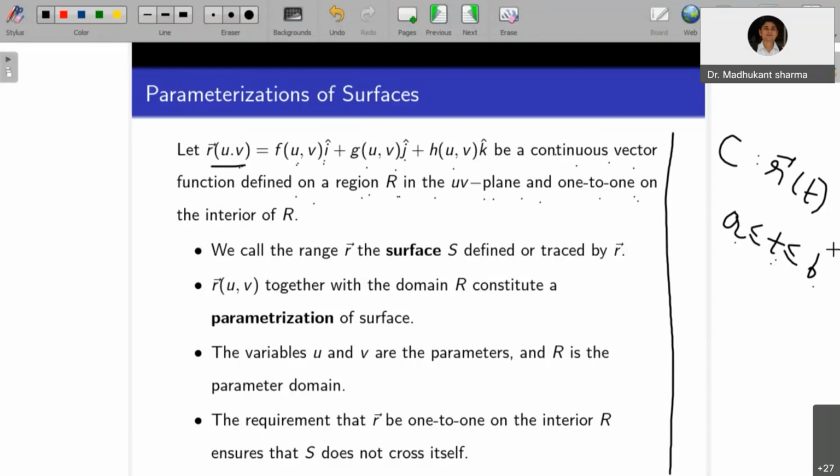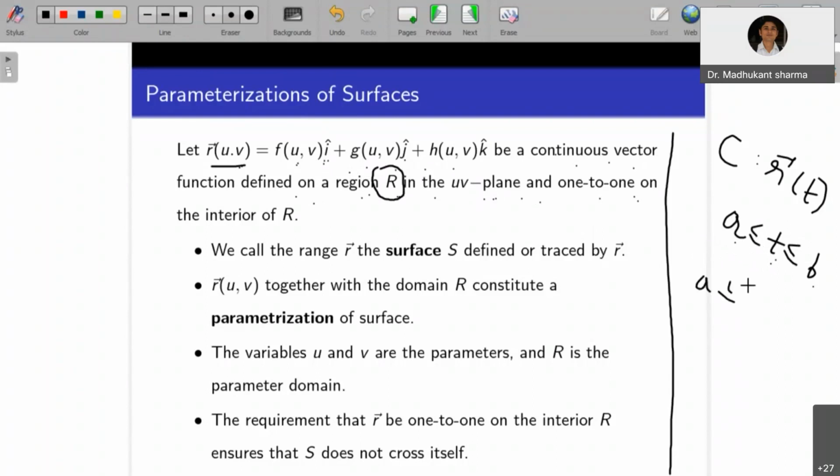So like here, t ranges from a to b. But in the XYZ space, we are not looking at t. We have not given any arrow to t. Now, since you have two parameters, you have a UV plane. In the UV plane, the simple geometry we can consider is a rectangle.